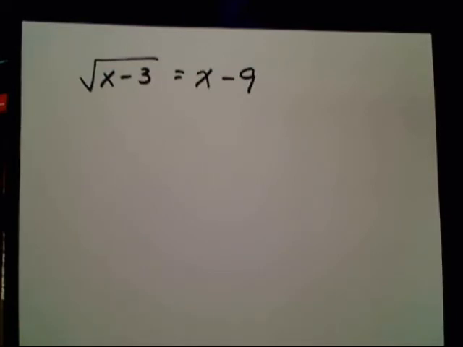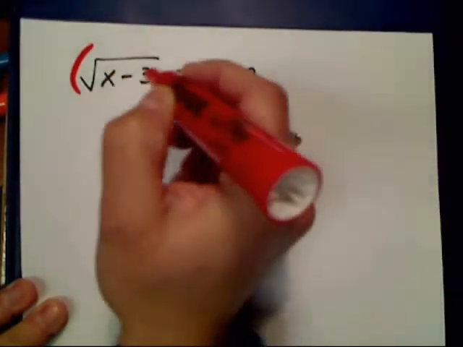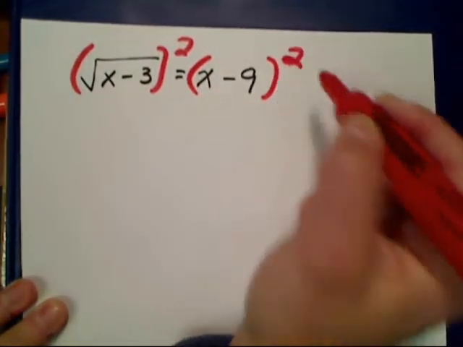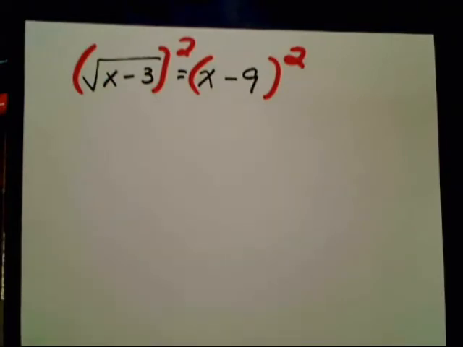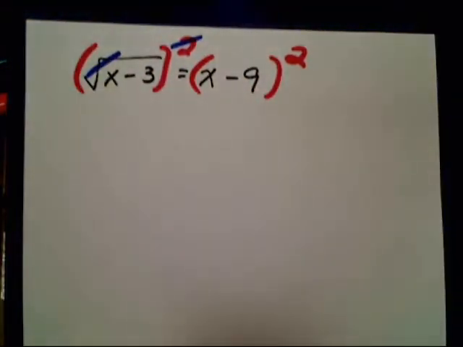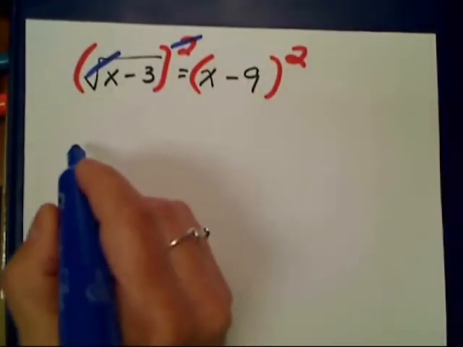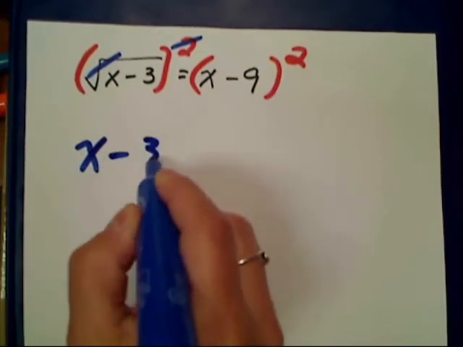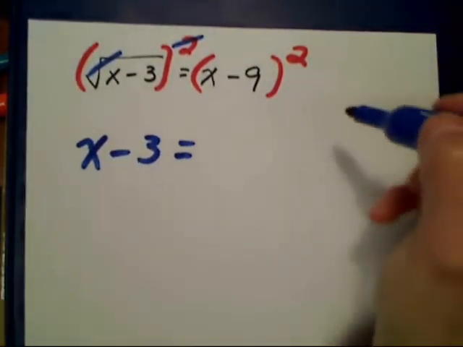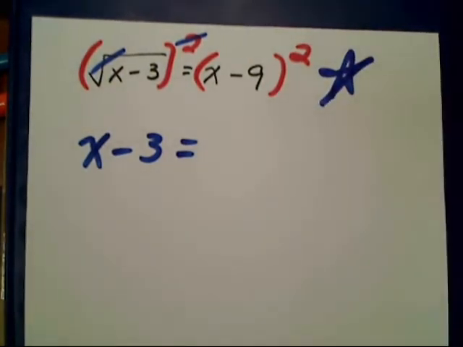Square both sides. So I'm squaring this side, and I'm squaring this side. On the left side, the square and the square root cancel each other, as those are inverse operations, leaving us with just the radicand of x minus 3. On the right side, however, this is the key thing to remember. Very important to remember this.